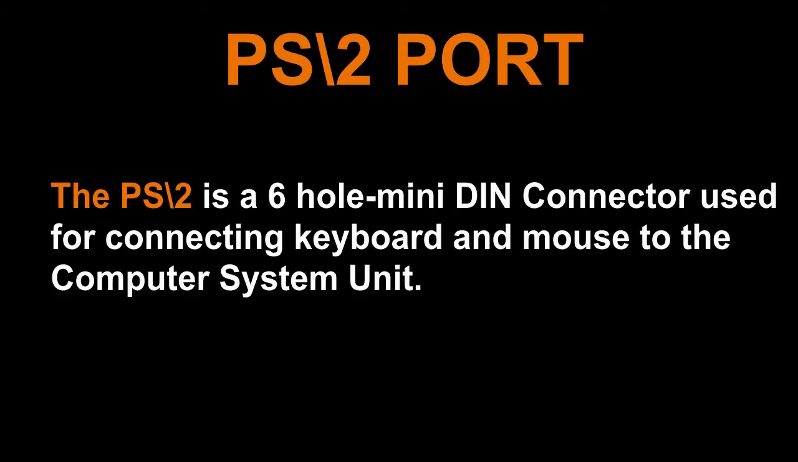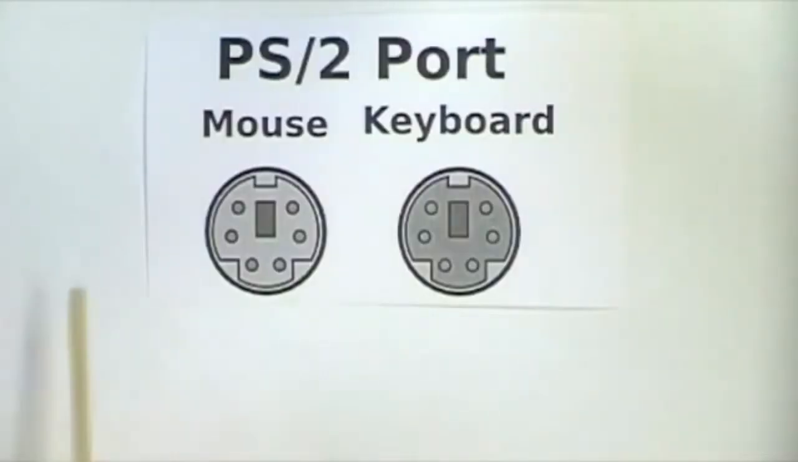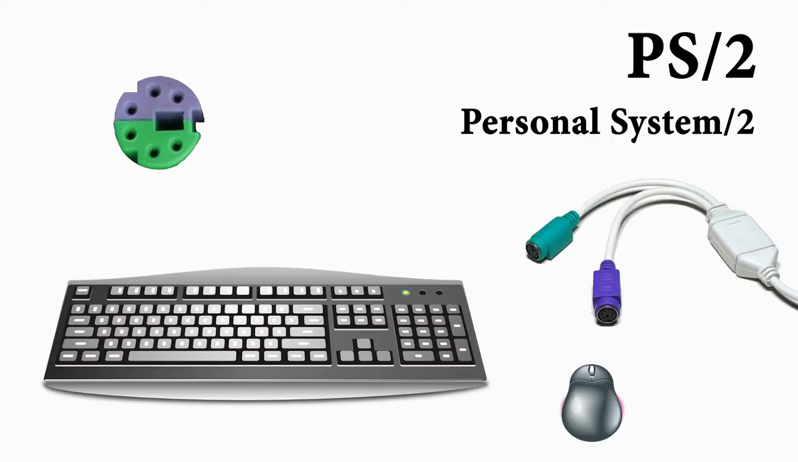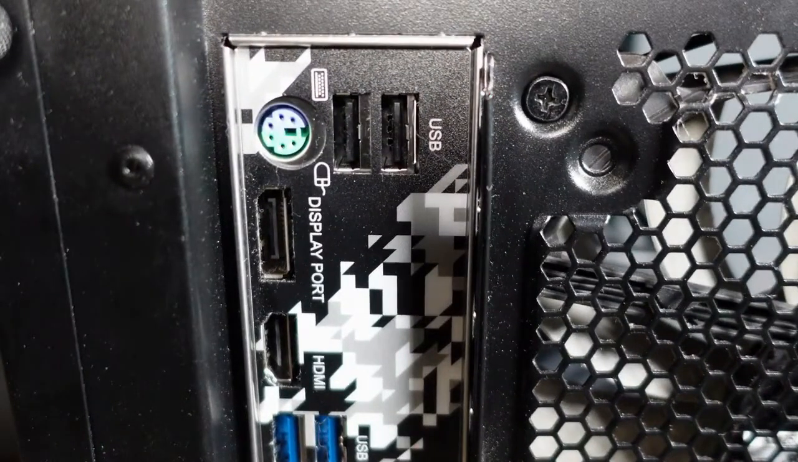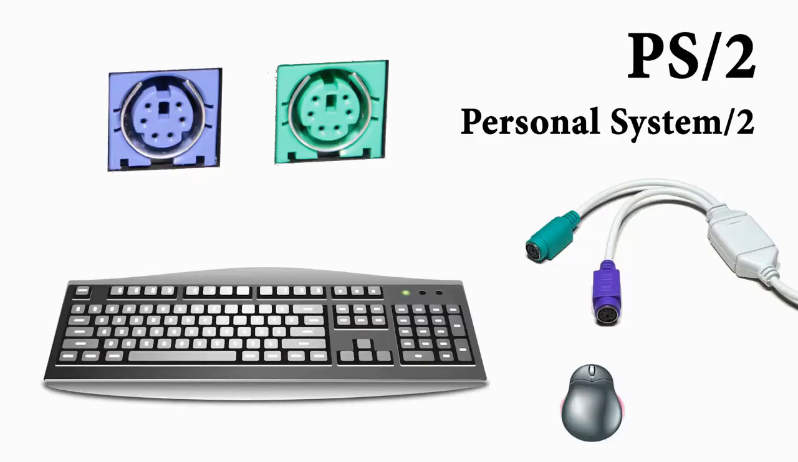We have the PS2 port. This is a 6-hole mini DIN connector used for connecting keyboard and mouse to the computer system unit. So this is the port that is used to connect either the mouse or the keyboard. You can see it has 6 holes and one rectangular hole. A computer provides a minimum of two. Mostly the old computers used to provide two PS2 ports.